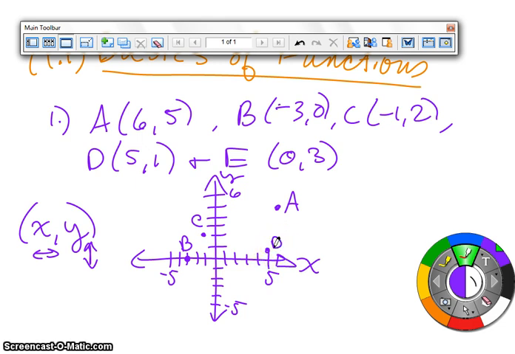And then E is 0, 3. Be careful there. You're doing 0 left and right. So 0 left or right, straight up 3, and there is letter E. Hopefully that was super easy for you. I really, really hope so.